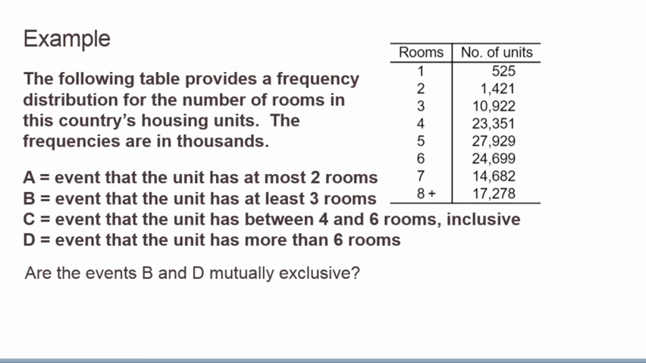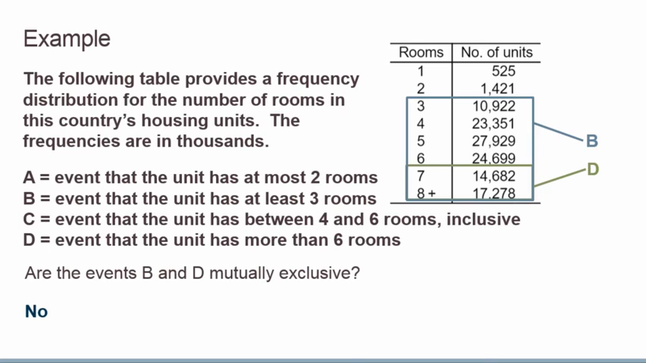Continuing, are the events B and D mutually exclusive? B consists of rooms 3 through 8+. D, the unit has more than 6 rooms, which is 7 and 8+. 7 and 8+ are common to both events B and D, so no, they're not mutually exclusive.